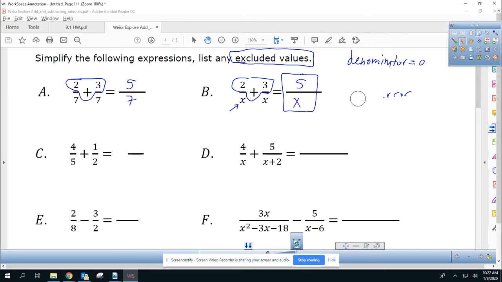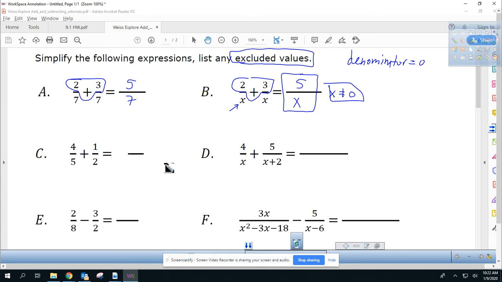So all we have to do is note that our answer is 5 over x, but we're going to keep this answer unless x is 0. So we're going to put an equal sign and a line through it. This says 5 over x is our answer, but we're going to exclude when x equals 0. We're going to throw that option out, because if x equals 0, then we're going to get no answer. Just keep that in mind.